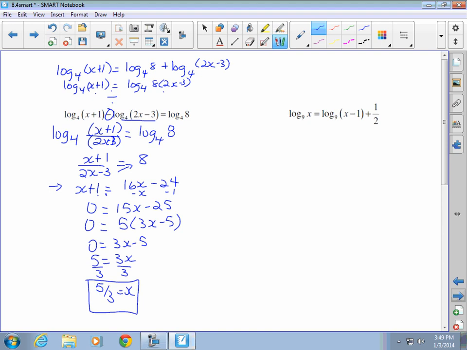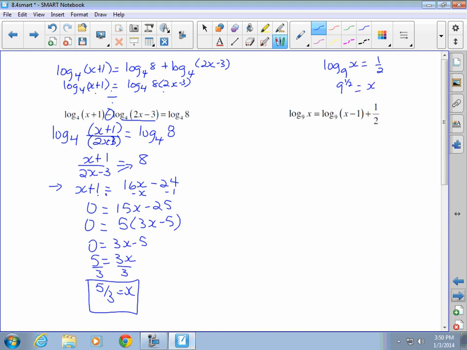Okay, log base 9 of x is equal to log base 9 of x minus 1 plus 1/2. Well, 1/2 isn't in log form, so that means I have to change it into log form. So what they're saying is, log base 9 of what is going to give you 1/2. So this is the same as saying 9 to the 1/2 is equal to x.